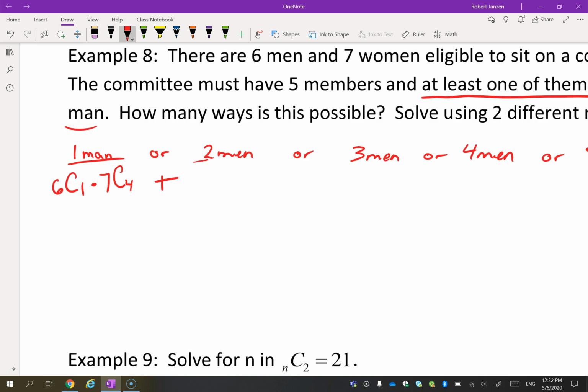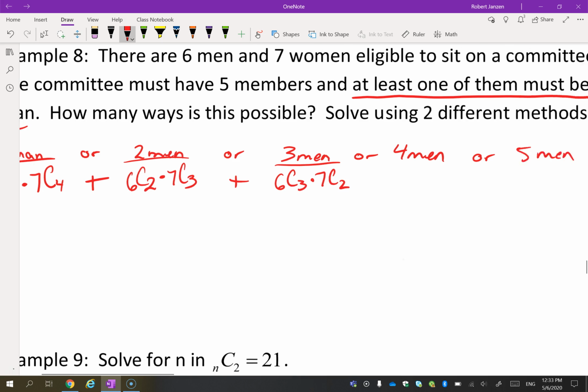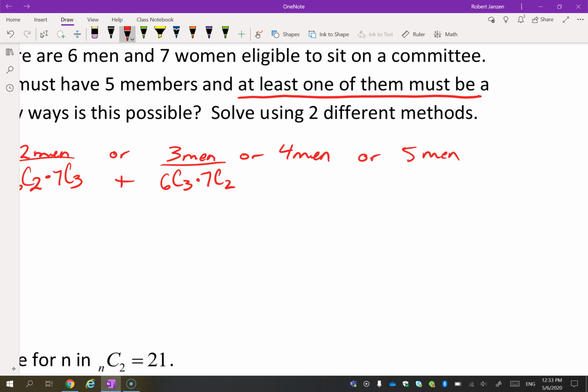Okay, now if we want 2 men, how would you do that? You'd go 6 choose 2. And 7 choose 3. Again, it has to add up to 5. Or 6 choose 3, 7 choose 2. Or 6 choose 4 and 7 choose 1, or 6 choose 5, 7 choose 0.